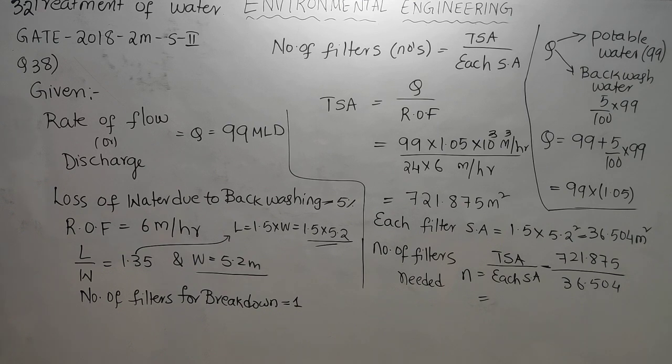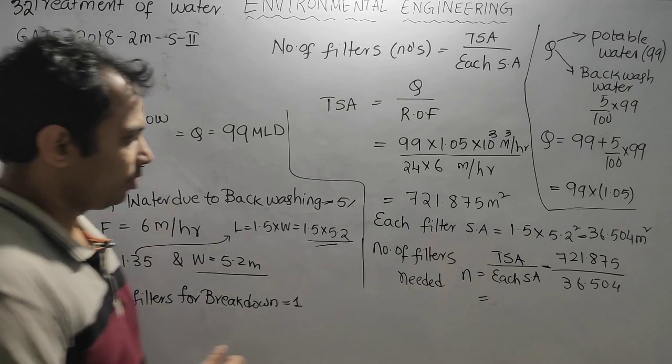Let us calculate. 721.875 divided by 36.504. So it is 19.77. Okay, 19.77.